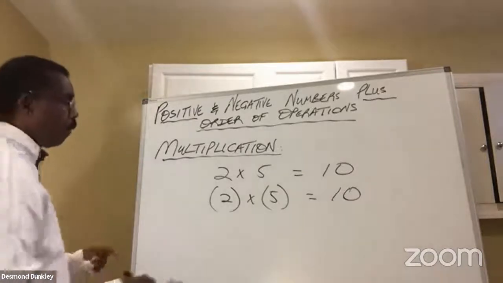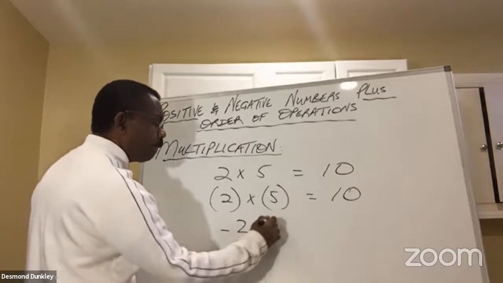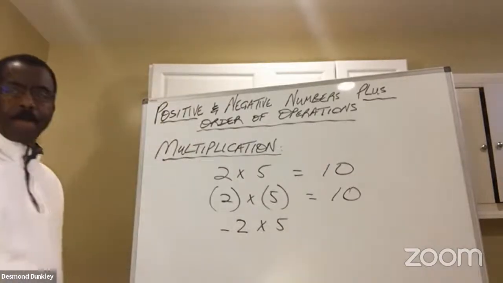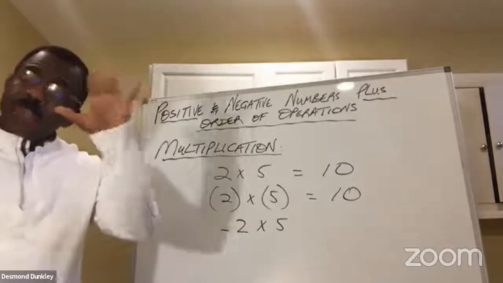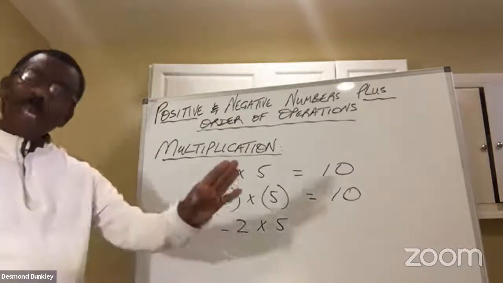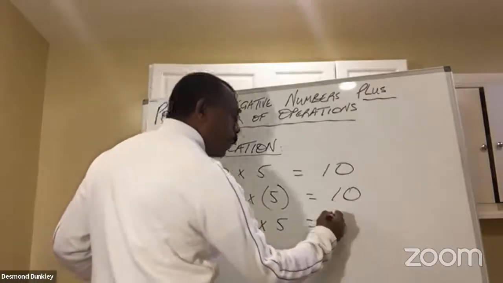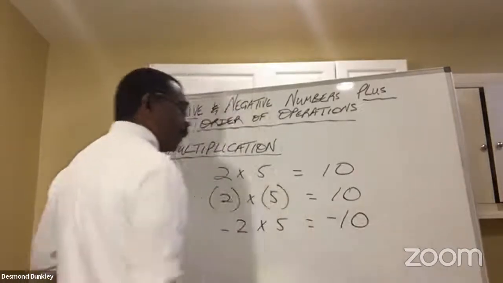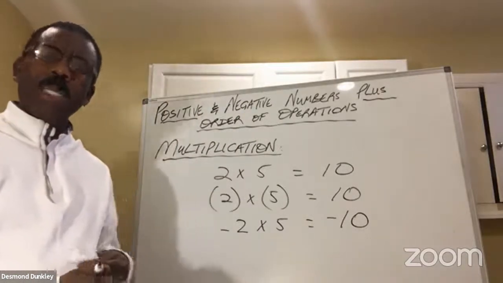However, if we had negative 2 times 5, it means that we are having negative 2, 5 times. Negative 2, 5 times. It's actually equal to negative 10. And I'll show you using smaller numbers. I'll show you.